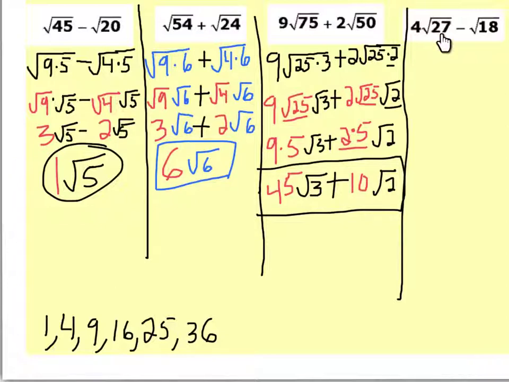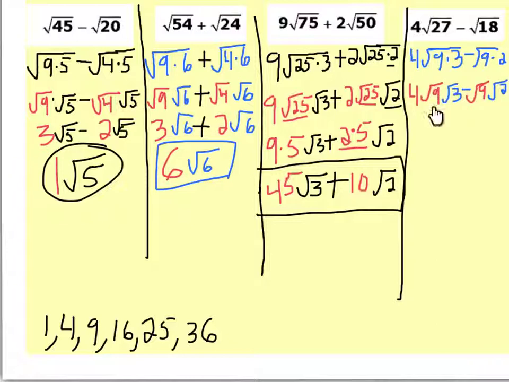So 4 square root 27 minus 1 square root 18. Let's simplify these and see if they're going to be like or unlike. Well, I did this, and 27 is 9 multiplied to 3, and 18 can be divided by 9, also 9 multiplied to 2. So I will continue my pattern. I'll give them each their own radical.